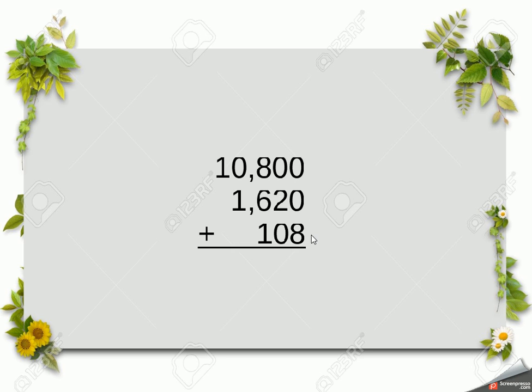So 0 add 0 add 8 is 8. 0 add 2 add 0 is 2. 8 add 6 add 1 is 15. So put the 5 down and the 1 goes over because it was in the tens column of 15. And then 1 will give us 1, but we've got to add that 1 on, changing it to 2. And then the 1, there's nothing below it, so we put it as 1. So our answer is 12,528.